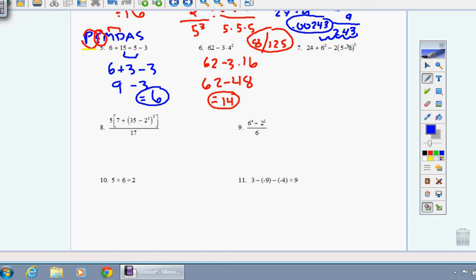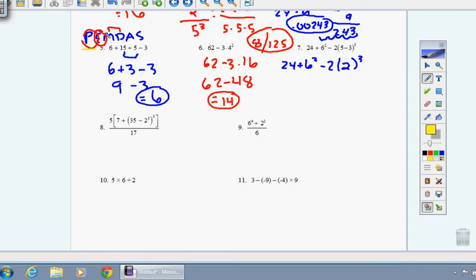Now, I have to solve whatever's in parentheses first. So I'm just going to rewrite what I'm not worrying about. So I'm not worrying about the 24. I'm not worrying about the 6 squared. Not worrying about that 2. But I am worrying about 5 minus 3. That's 2. Okay. Alright, so we've done the parentheses.